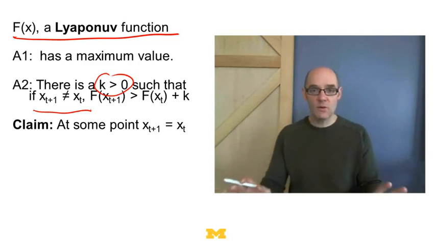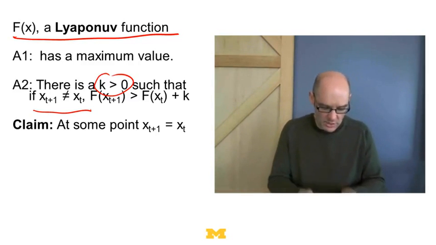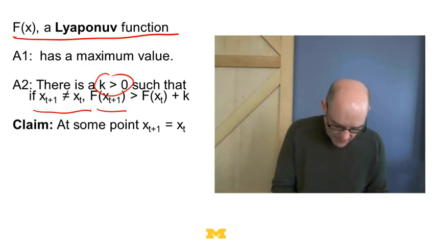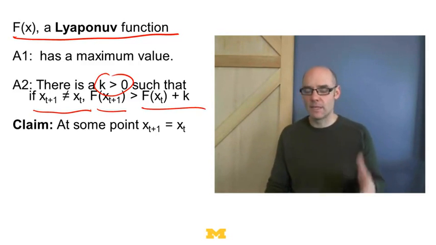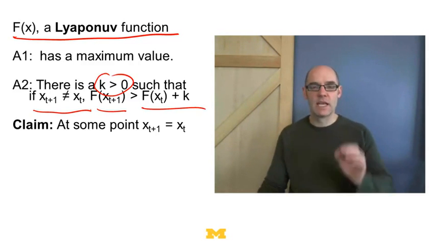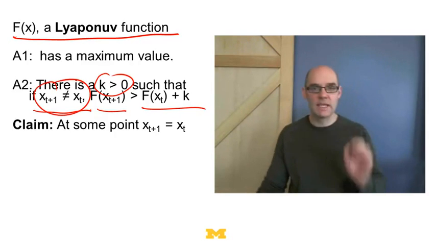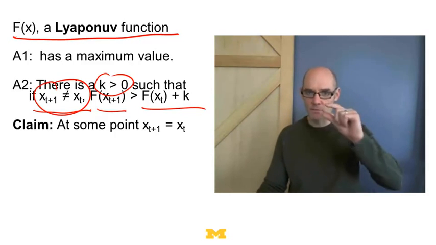If they're not equal, right? So if the state at time t plus 1 is not equal to the state at time t, then f of x_{t+1} is bigger than f of x_t plus k. What does that mean in words, not in math? What it means is, if the point is not fixed, then it increases by at least k, just by some fixed amount.